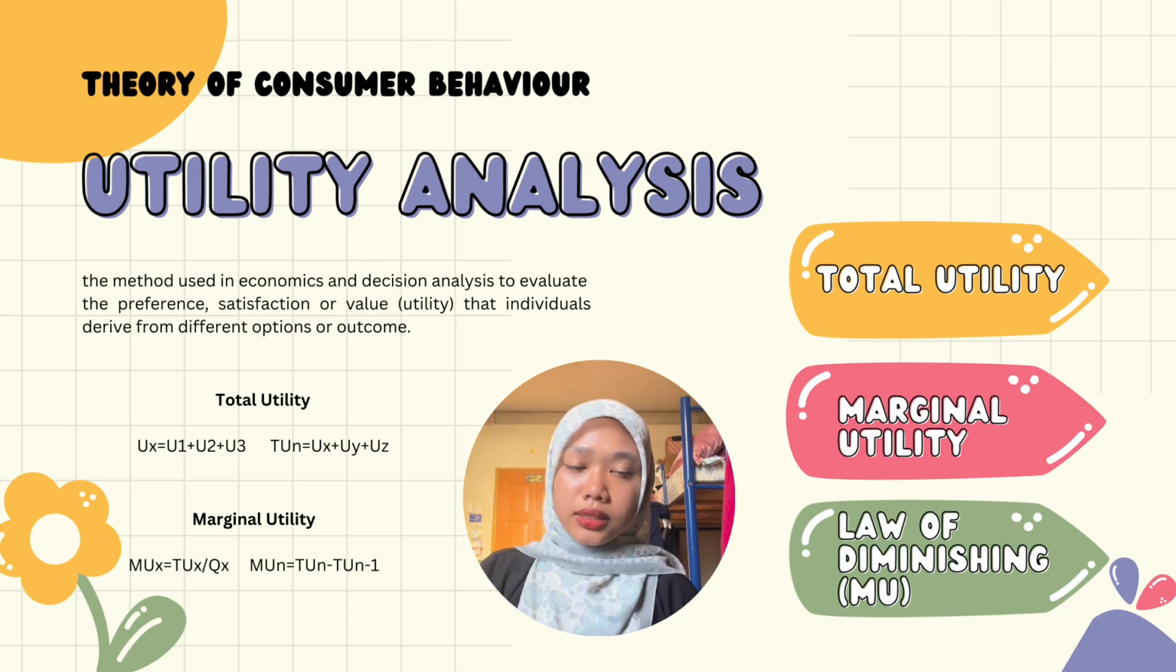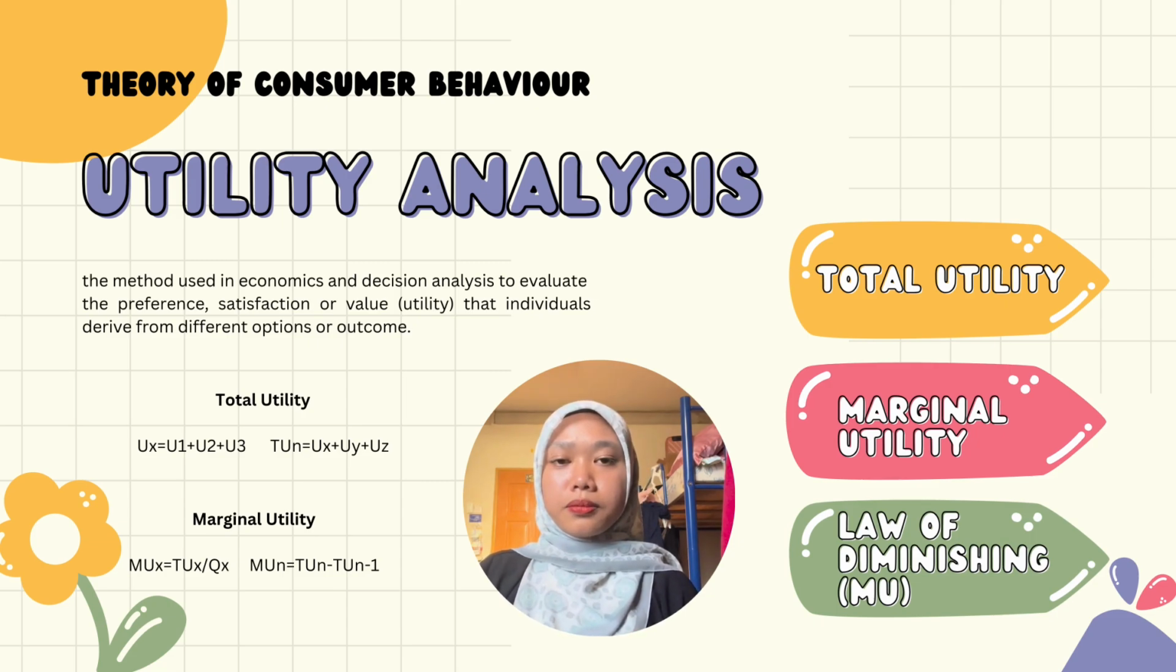Total utility is TUX equals U1 plus U2 plus U3, and the formula for marginal utility is MUX equals TUX over QX. To calculate the total utility, TUN equals UX plus UY plus UZ. And to sum up, the marginal utility is MUN equals TUN minus TUN minus 1.